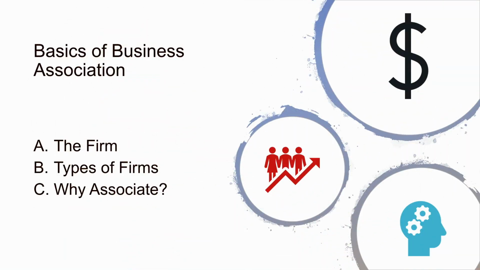Business associations, which are also called firms, are various types of legal entities that are governed by state law. By studying business associations, you will learn about the different types of entities from a legal perspective. To get started, this first lesson introduces the basics of business associations and covers three key topics. A, what is a business association or firm, legally speaking? B, what are the legal types of business associations? And C, why do people form business associations anyway?